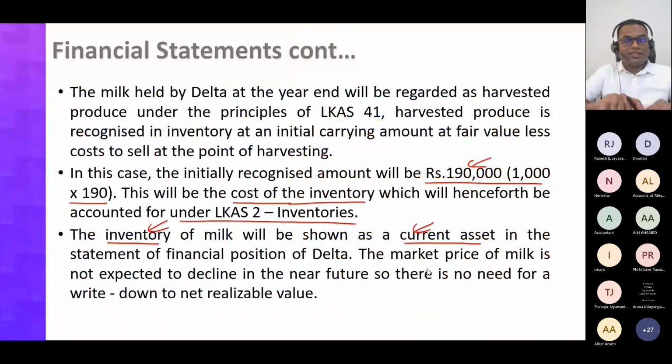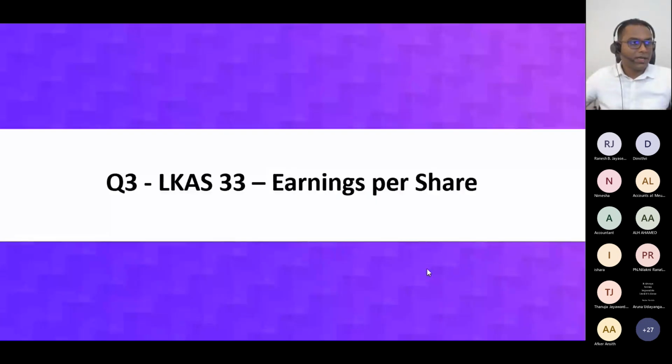Okay, any questions? What are the questions? Yeah. Hello. So what is the double entry to transfer the agricultural produce to inventory? Credit agricultural produce, debit inventory, same amount, 190,000 rupees.